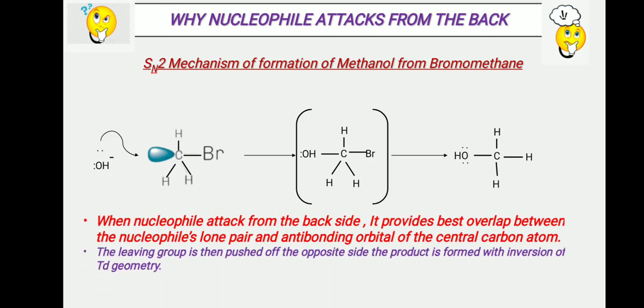When the nucleophile attacks from the back side, it provides the best overlap between the nucleophile's lone pair and the anti-bonding orbital of the central carbon atom. Here the lone pair of electrons can be given to the anti-bonding orbital. The leaving group is then pushed off from the opposite side. The product is formed with inversion of geometry. This is important: the tetrahedral geometry of the compound is completely inverted.